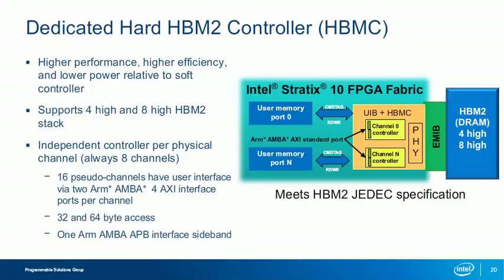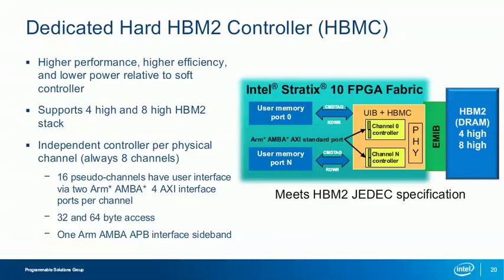The HBMC contains independent controllers for each of the 8 physical channels. However, 2 ARM AMBA4 AXI interfaces per channel provide user access to each of the pseudo channels. As mentioned earlier, pseudo channel access was added to the second version of the HBM JEDEC specification. The HBMC only supports the pseudo channel mode of accessing the HBM2 device.